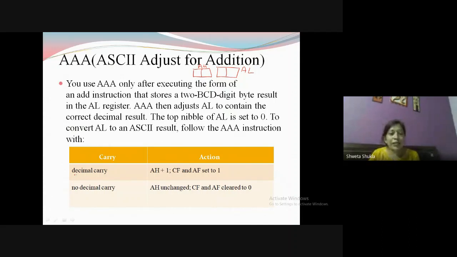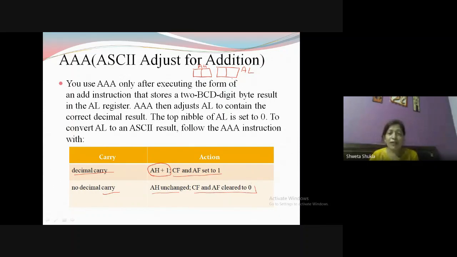Now what is going to happen? If there is a carry, then you have to add 1 in the AH register, and you have to set the carry flag and auxiliary carry flag to 1. Remember, and if there is no decimal carry, then AH remains unchanged and the carry flag and auxiliary carry flag will be cleared to 0. That means you have to make this 0.